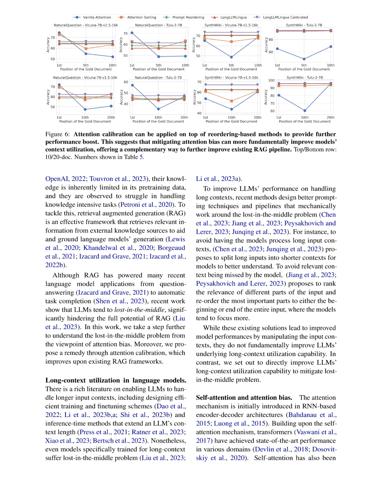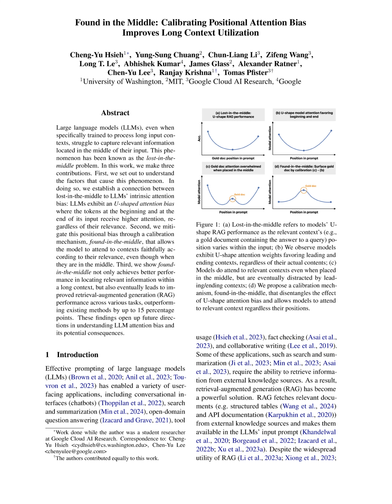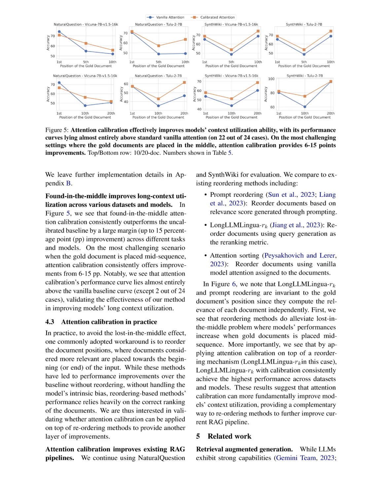5. Efficient solution. The attention calibration method offers an efficient solution to mitigate the lost-in-the-middle problem with off-the-shelf language models. It does not require extensive data collection or model tuning, making it a practical and effective approach to improving RAG performance in LLMs.